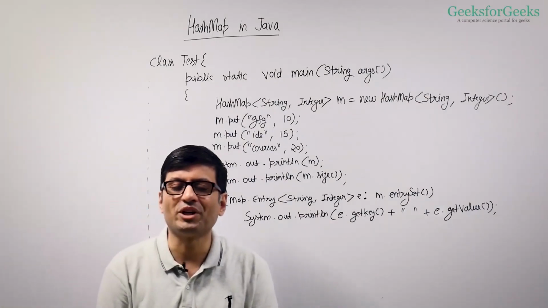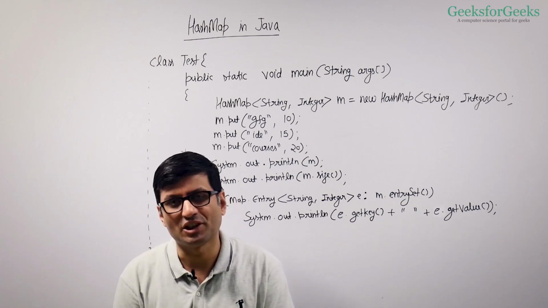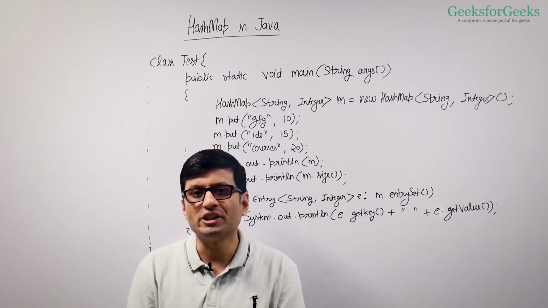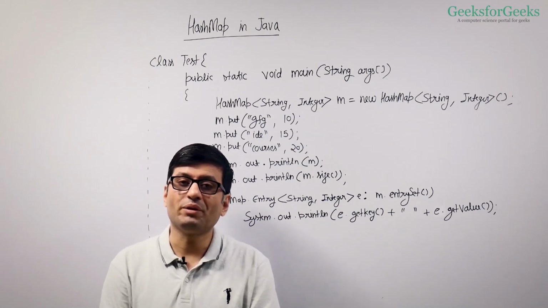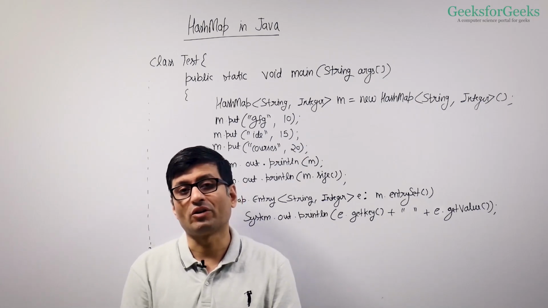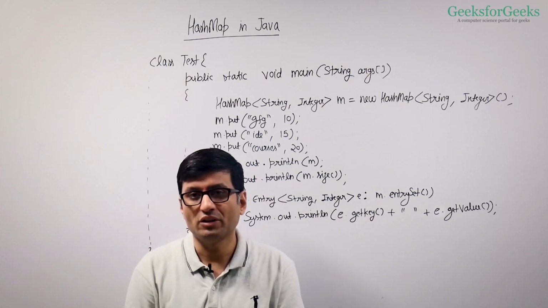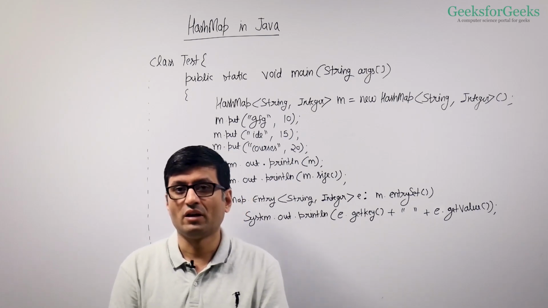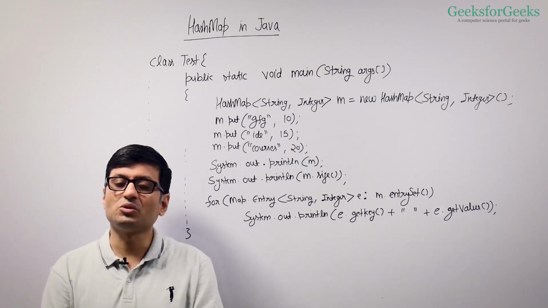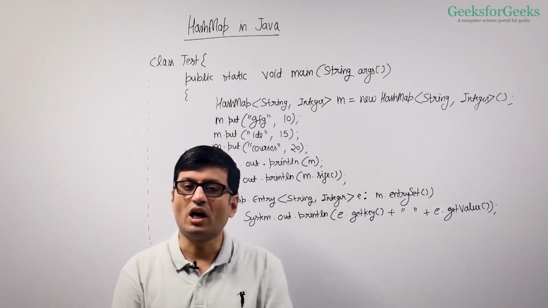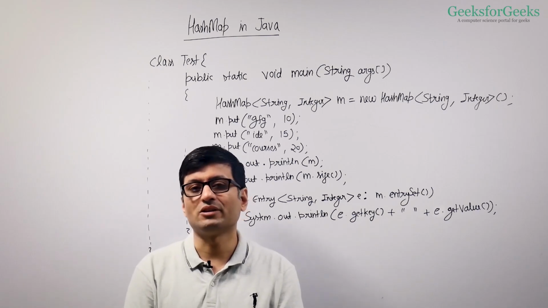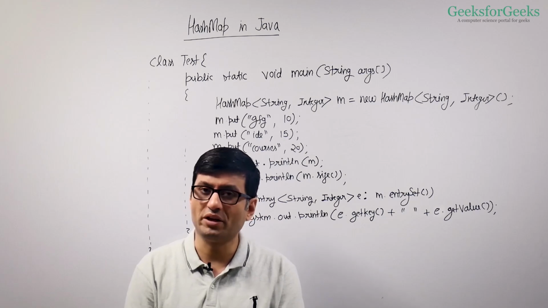Hi, in this video we are going to talk about HashMap in Java. We are going to need this container for solving many problems on hashing. We also talked about one more container which was HashSet. HashSet is used to store only keys. However, this HashMap is used to store key value pairs.